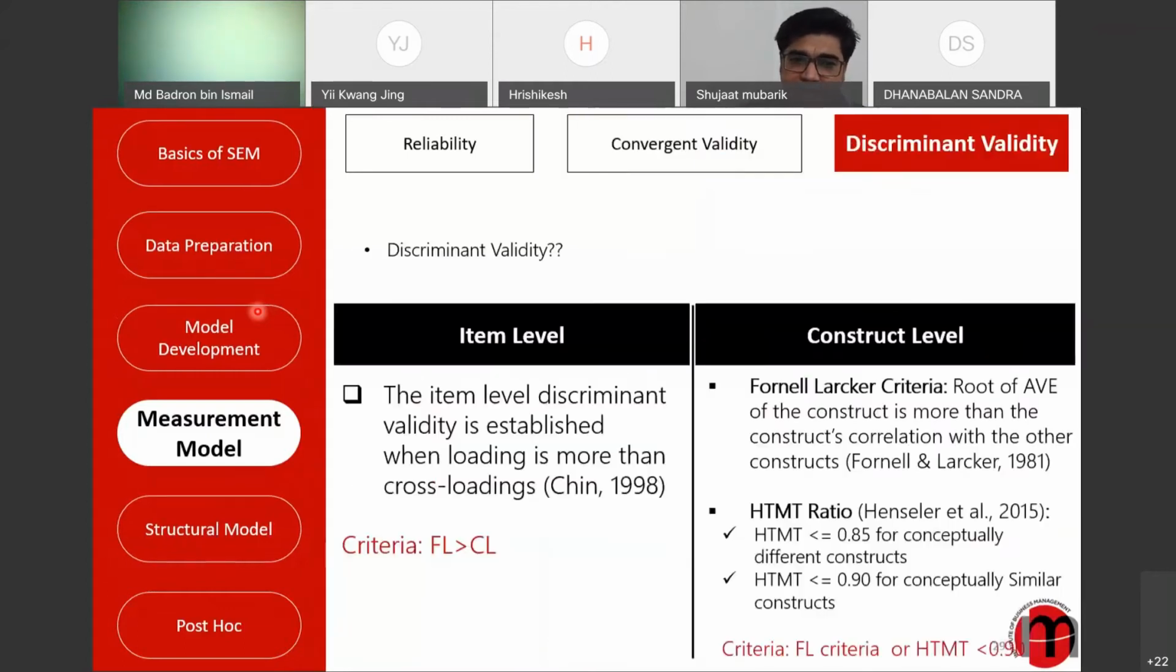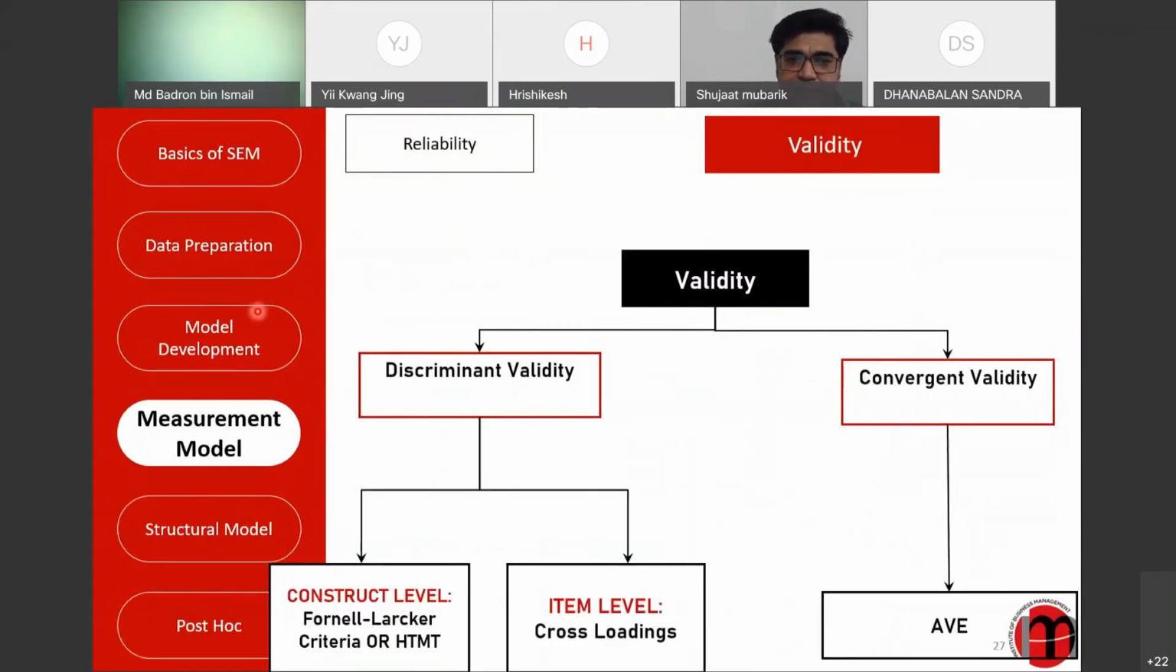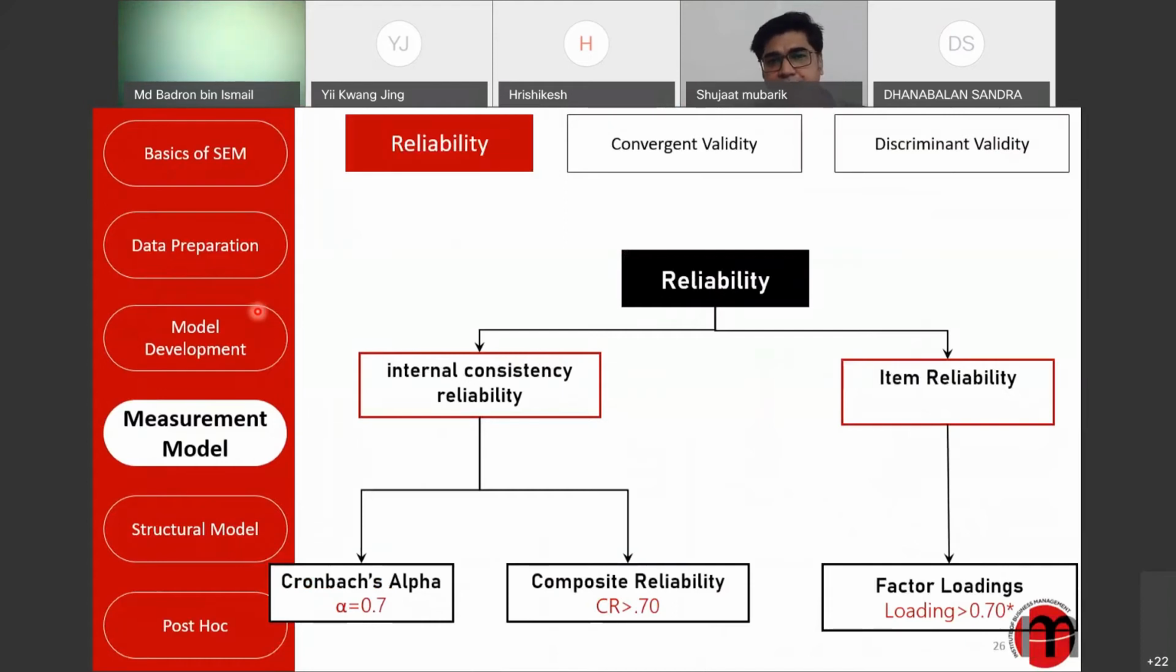Reliability, as I mentioned, is gauged through two important parameters: the internal consistency reliability and the item reliability. Internal consistency reliability is gauged through two tests, Cronbach's alpha at 0.70 and composite reliability, which is again 0.70.